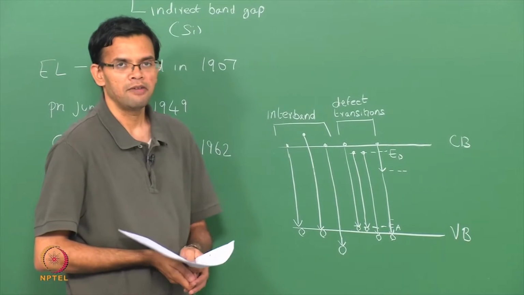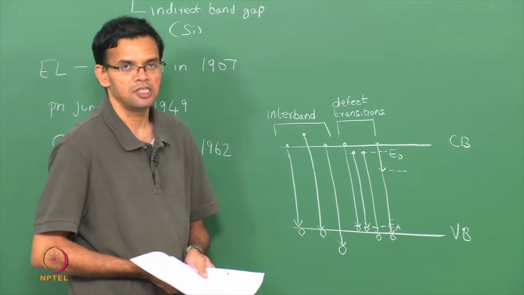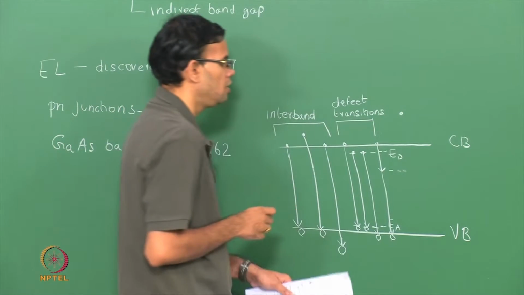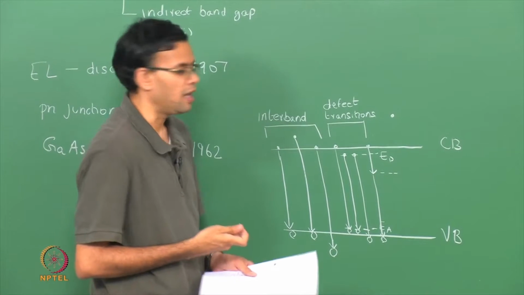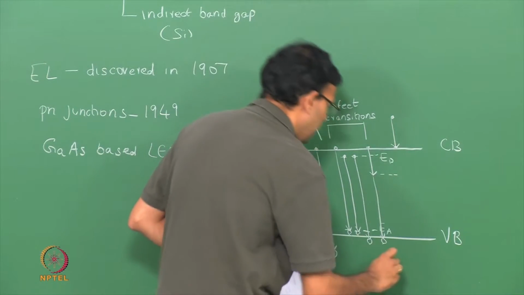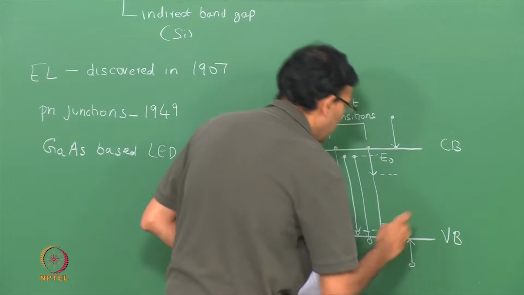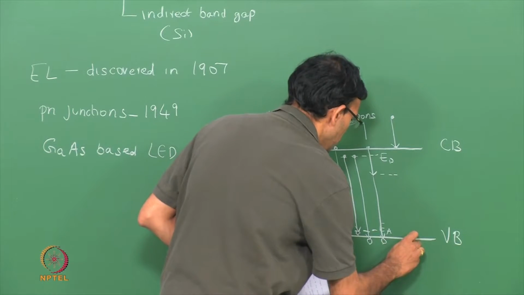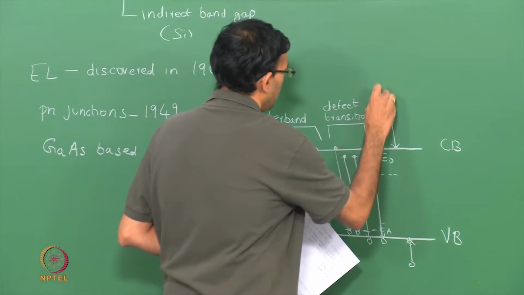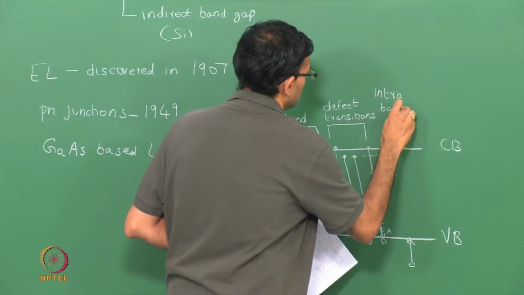You could also have transitions within the band. These are called intra-band transitions. In this particular case, you can have an electron within the bulk of the conduction band and it can go to the edge of the conduction band. Similarly, you can have a hole in the bulk of the valence band which goes to the edge of the valence band. So, these are intra-band transitions.